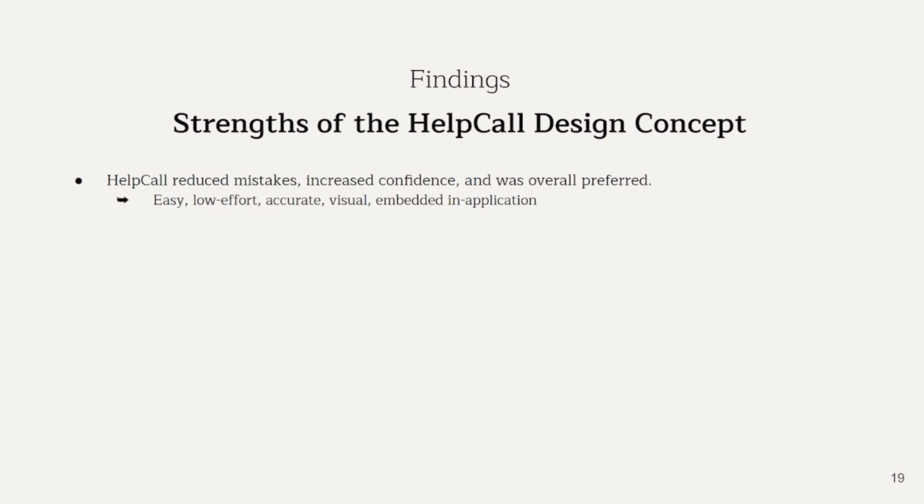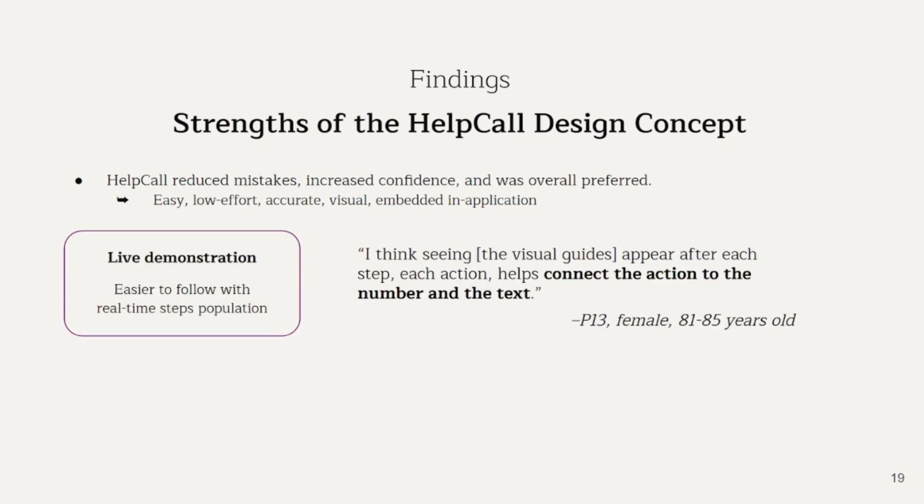First, we found that HelpCall reduced mistakes and boosted confidence. It was described as easy to use, low effort, accurate, visual, and conveniently all-in-one. During the live demonstration, the real-time capture and display of steps reportedly made it easier for the older adult to follow the instructions. P13 explained that seeing the visual guides appear after each step, each action, helps connect the action to the number and the text.